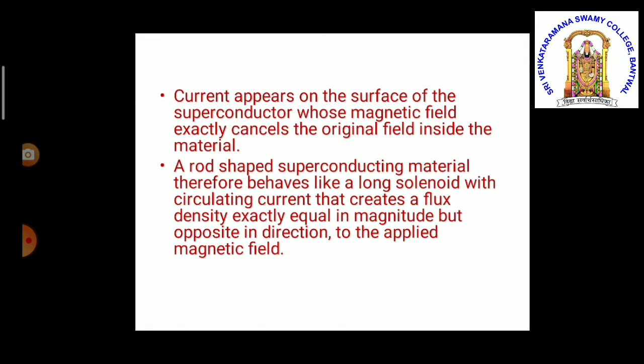Magnetic field is always equal to 0. Why does this happen? Because a current appears on the surface of the superconductor whose magnetic field exactly cancels the original field inside the material. Because of this, the magnetic field inside the material is equal to 0. A rod-shaped superconducting specimen therefore behaves like a long solenoid with circulating current that creates flux density exactly equal in magnitude but opposite in direction to the flux density due to the applied magnetic field.